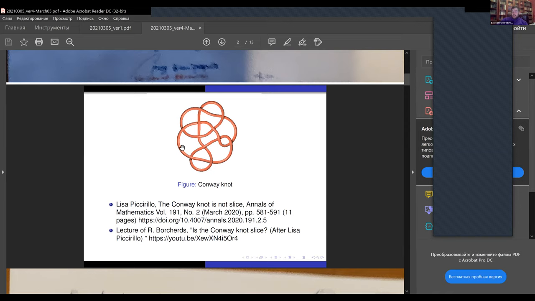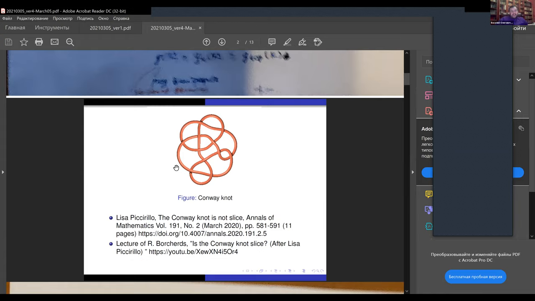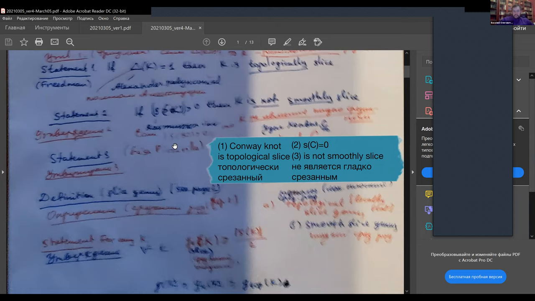So I suggest you to look at this paper. So if someone wants, it's really a beautiful paper. And in fact, Lisa introduced some techniques by using four manifolds, and she proved actually more or less that if two manifolds have the same trace, so trace is something four dimensional, then they are either both slice or both non-slice. Так что вот замечательная техника новая, которую привела. So you see, sliceness is a very important direction in classical knot theory.